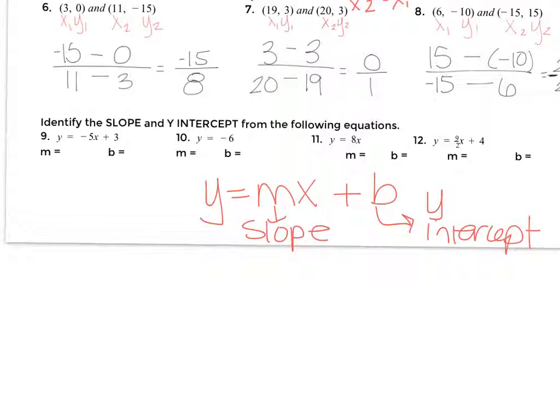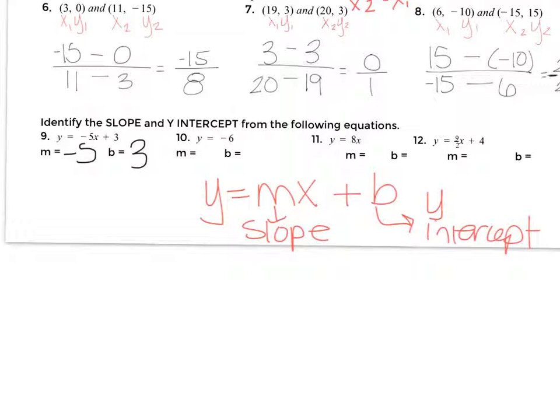Okay, let's take a little gander at number 9. Y equals negative 5x plus 3. What is your slope? Your slope is negative 5. That means your y-intercept is 3.